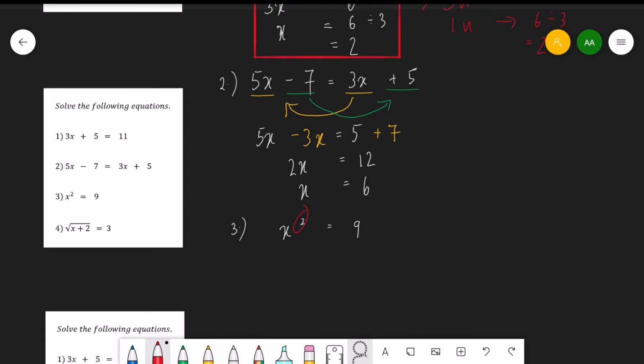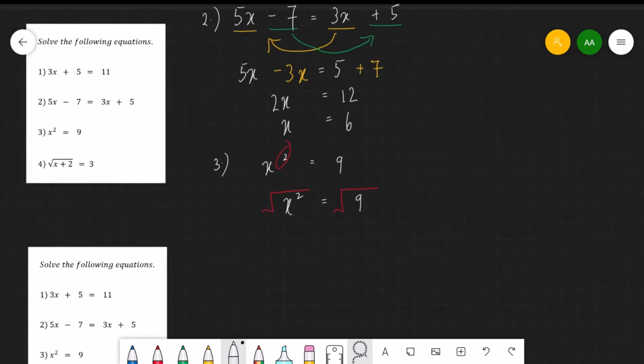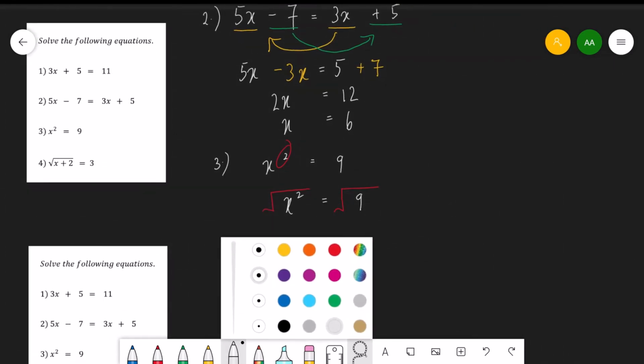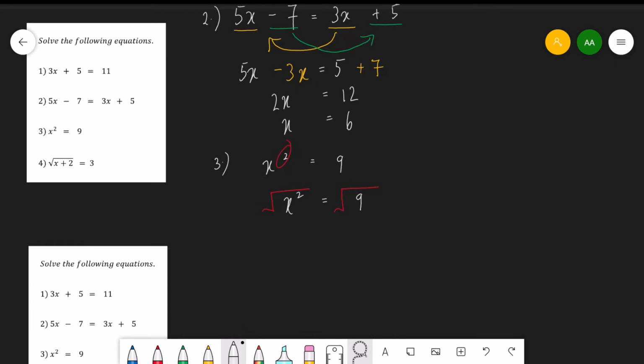We need to apply a square root to our term here. So we need to find the square root of x squared. When we add a square root on the left hand side, we must add a square root on the right hand side. So we have square root of 9 on this side. As I said, to remove a square, we add the square root.